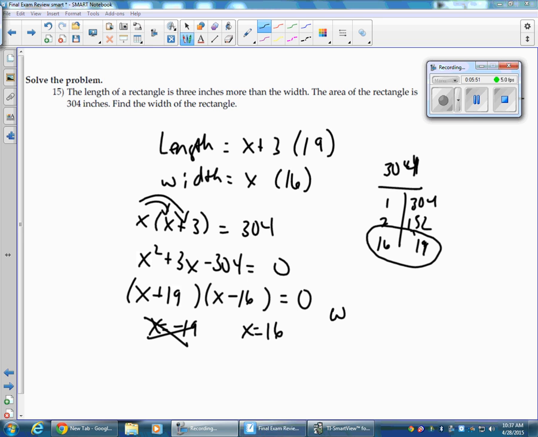So the width is 16 inches. And be careful because x is 16, but sometimes they'll be asking for the length. So you want to make sure you're answering the question that's asked.